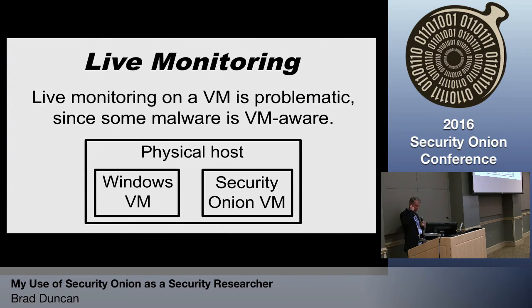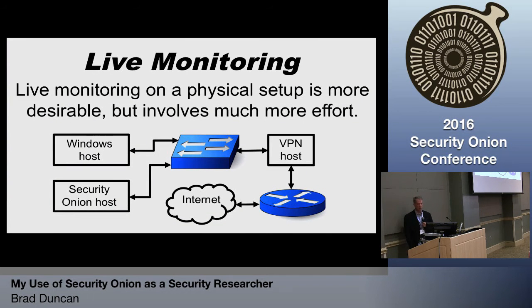Live monitoring on a VM is problematic since a good portion of malware is VM-aware. So with that particular setup, it's maybe about a 50-50 shot. When I'm doing exploit kit activity, I can get the exploit kit traffic fairly well, but when the malware actually comes through and affects a machine, it may do nothing if it detects it's in a virtual environment. And then I don't have a good representation of traffic from a truly infected machine. Which is why live monitoring in a physical setup is much more desirable, but it's a bit more effort to set up and maintain.